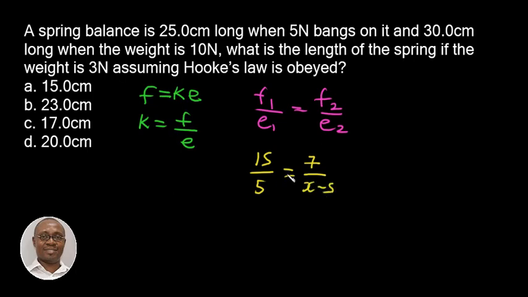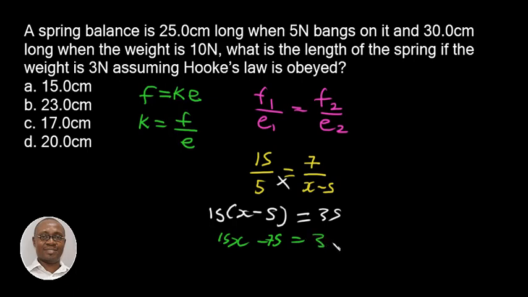All right, so now we can cross multiply. So we have 15 times x minus 5 equals 5 times 7. That will give us 35. So we can either open the bracket, let's open the bracket. So we have 15x minus 75 equals 35.